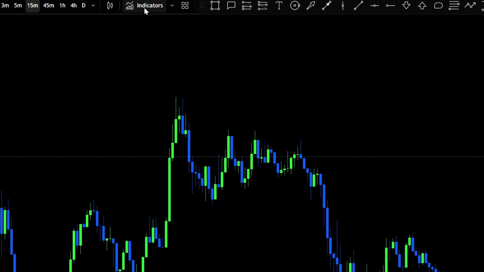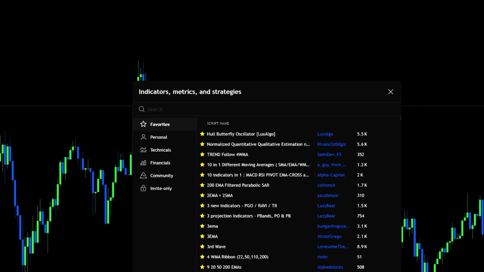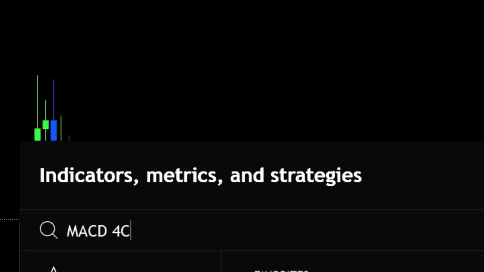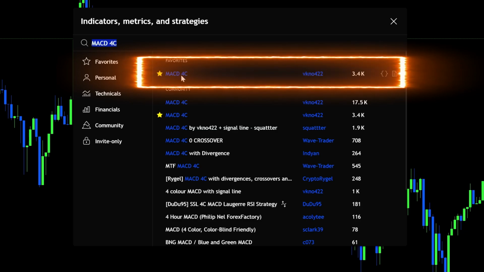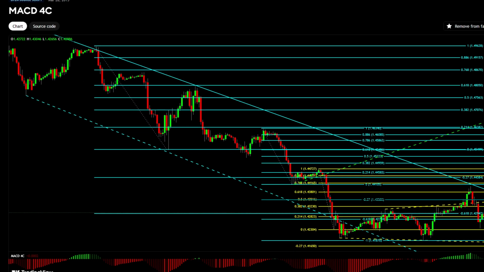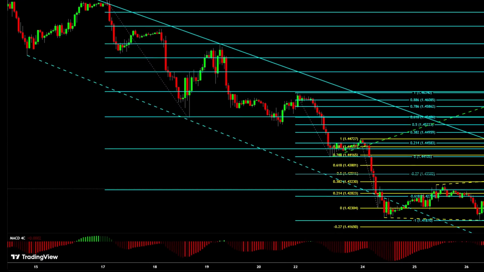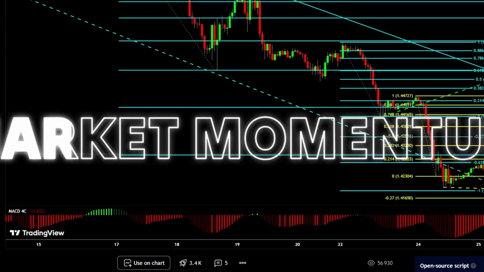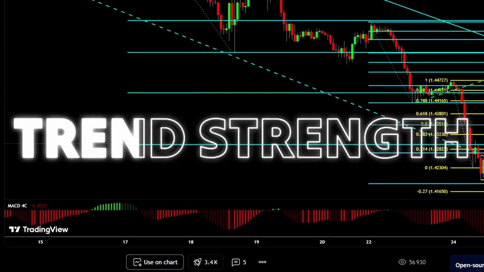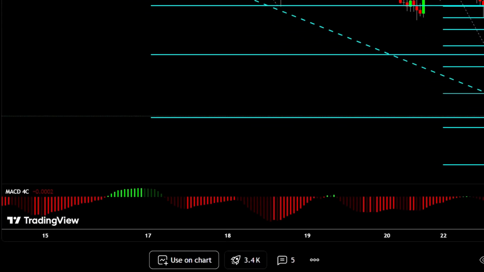Just like before, head over to the Indicators section on TradingView and search for MACD4C to add it to your chart. The MACD4C indicator is actually a souped-up version of the classic MACD, which stands for Moving Average Convergence Divergence. It's designed to give you a really clear visual picture of market momentum and trend strength, all thanks to its 4-color histogram.